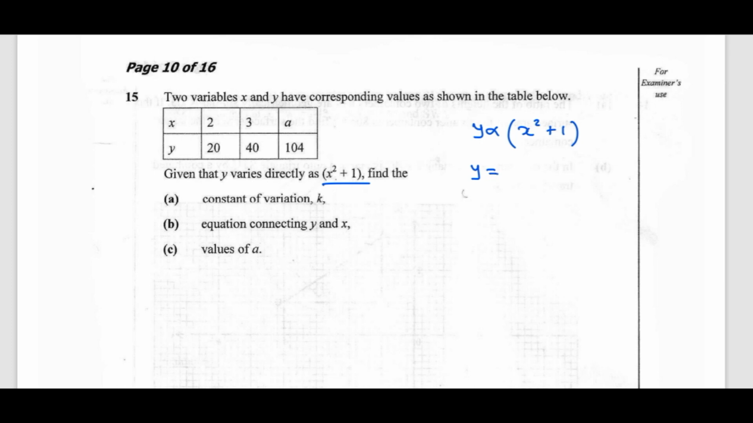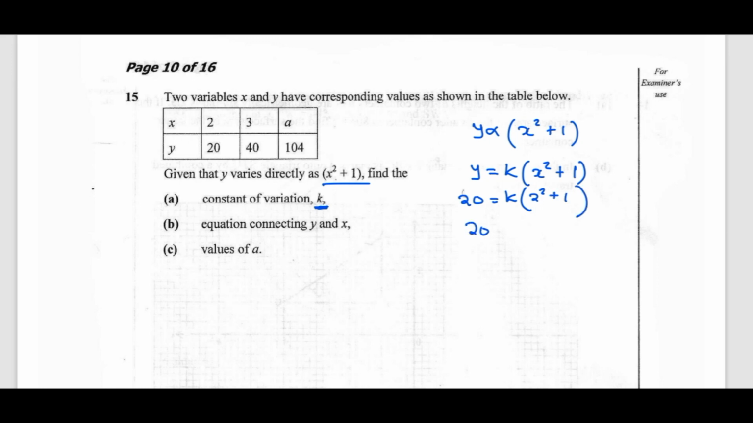And then we're going to say y is equal to k, because they've asked us to find k. So we'll say k, open bracket, x squared plus 1, and then you close. From there, what are the variables that we've been given? The first variables that we've been given are 2 and 20. So you substitute, y is 20, and then k, open bracket, x we've been given, that is 2 squared plus 1, you close bracket there.